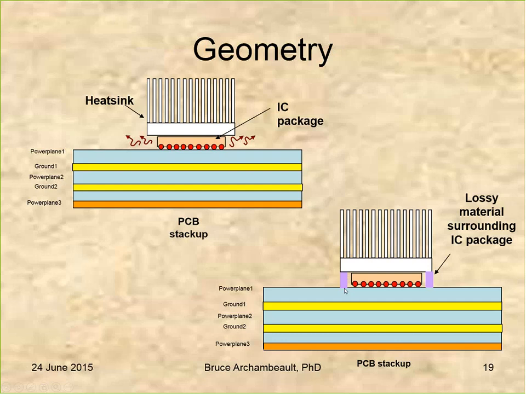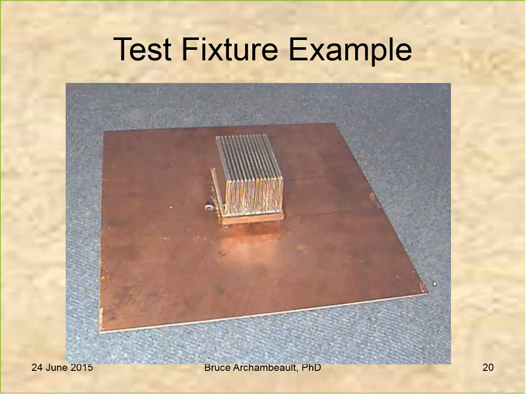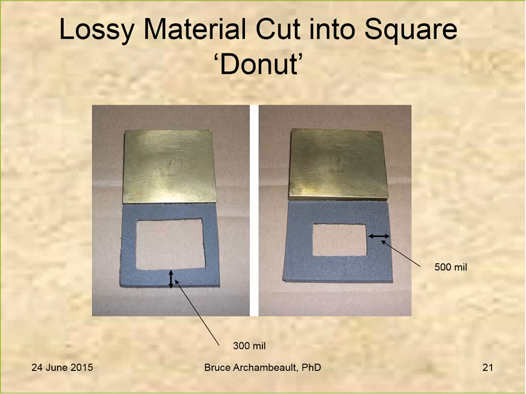And then the lower picture here is showing in purple the lossy material that's surrounding the package. And I think here's a picture of the fixture where we created a heat sink over a ground plane. It's a simple thing where we come up from the bottom underneath the circuit board with a simple SMA connector and extend the center conductor up to actually touch onto the base of the heat sink there. And then we put the lossy material around it. The gray material that you see here is either 300 or 500 mils for this particular experiment.